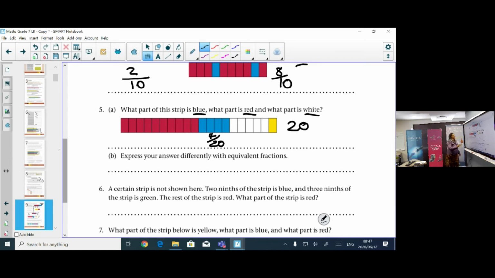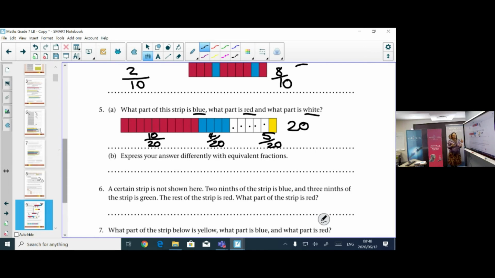And then we see that the red is 1, 2, 3, 4, 5, 6, 7, 8, 9, 10. 10 out of 20. And then here we see that the white is 1, 2, 3, 4, 5. 5 out of 20. And our question is, express your answer differently with equivalent fractions.